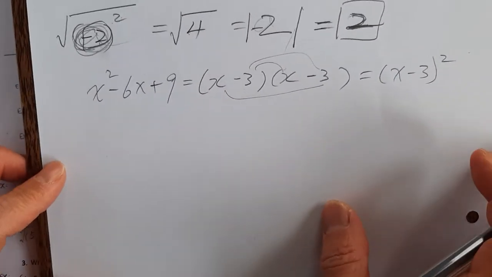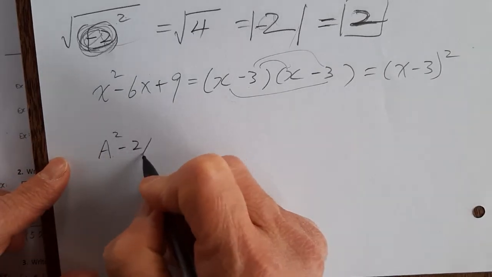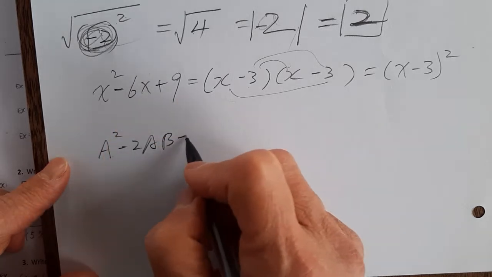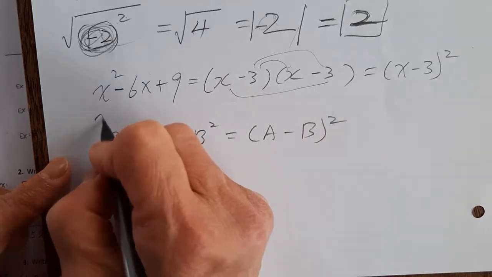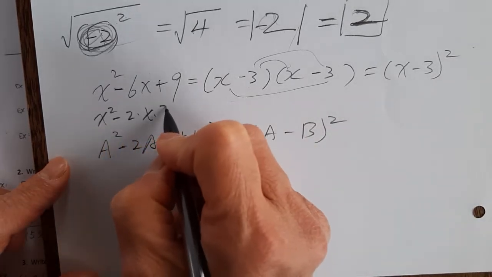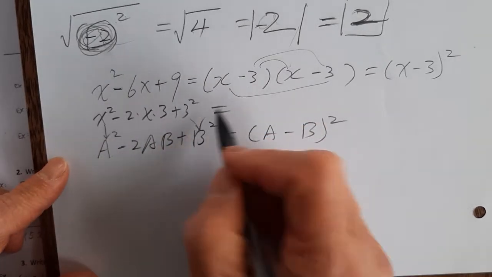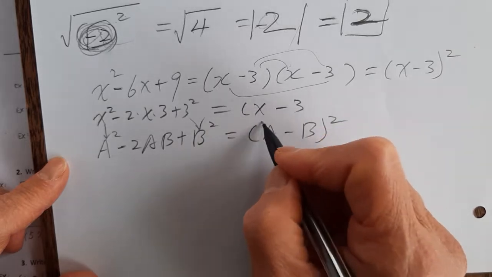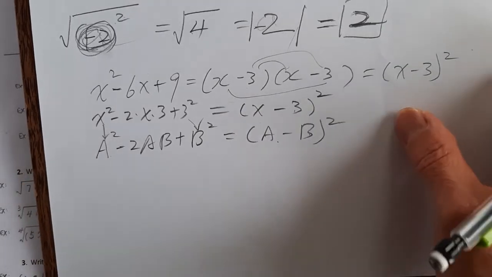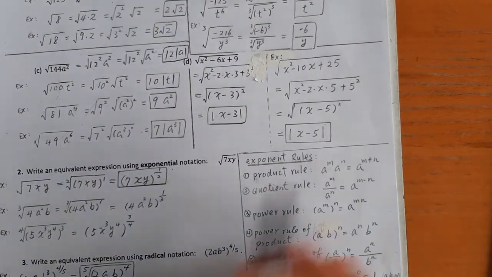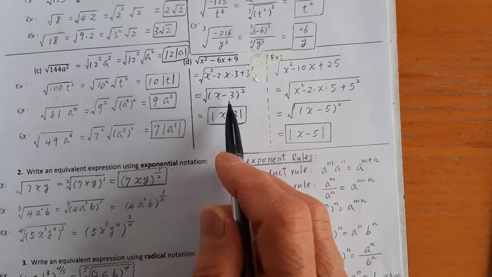That's by factoring. Or you can use the formula. The formula is a squared minus 2ab plus b squared. Here it's minus, so use the minus completing the square formula. That is a minus b quantity squared. So it's x squared minus 2 times x times 3 plus 3 squared. X is a, 3 is b. So it's x minus 3 quantity squared, the completing square formula. Or you can do it by the trial and error method. You got x minus 3 quantity squared.